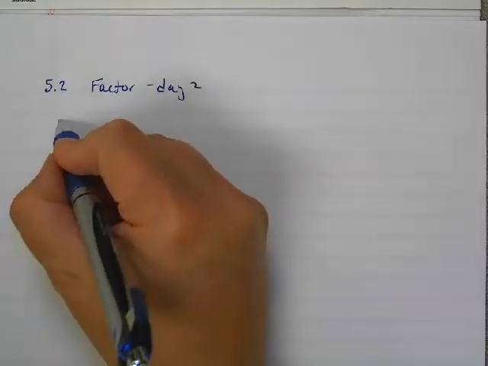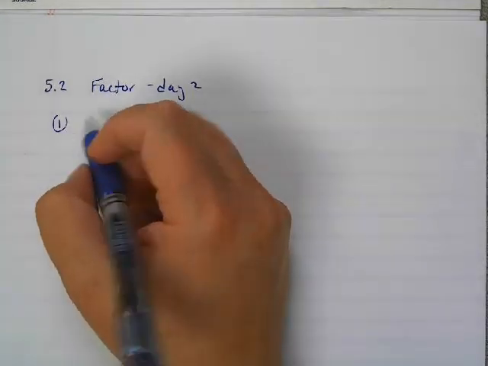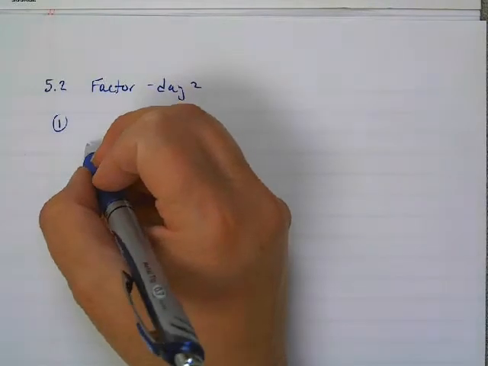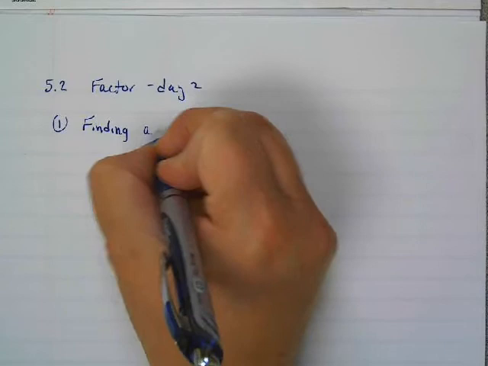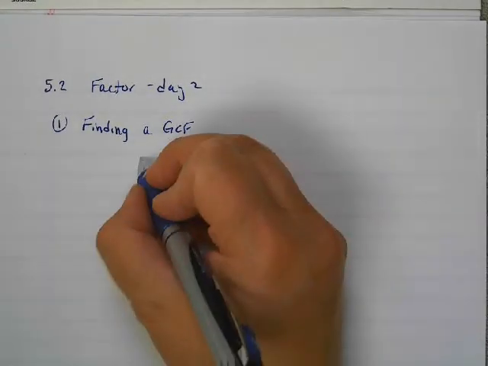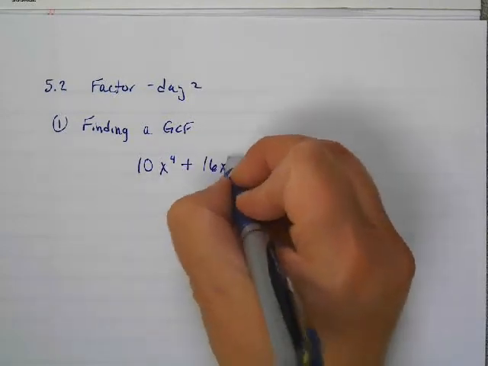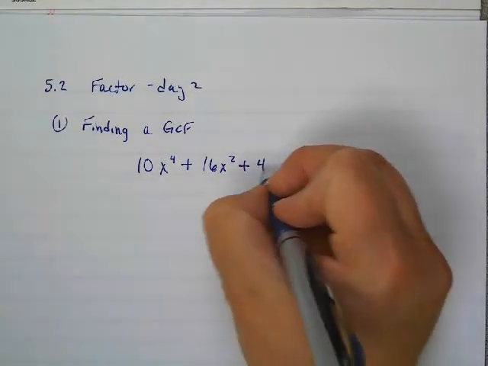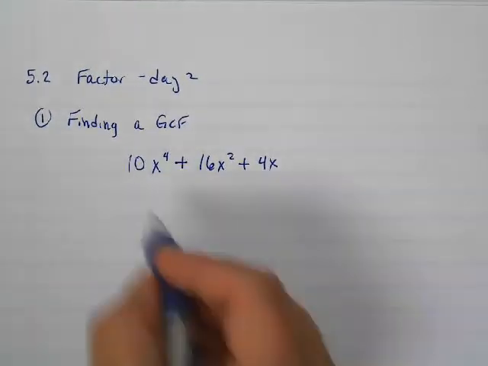The first kind that we talked about was finding a GCF. So that would be one, maybe something like this, 10x to the 4th plus 16x squared plus 4x. And you were just looking for something that all of these had in common.